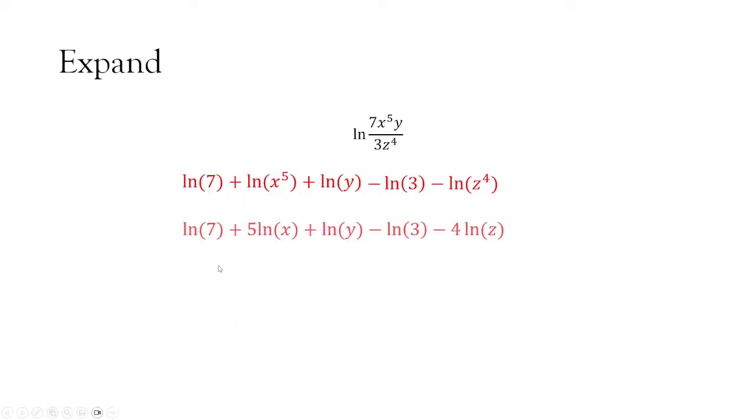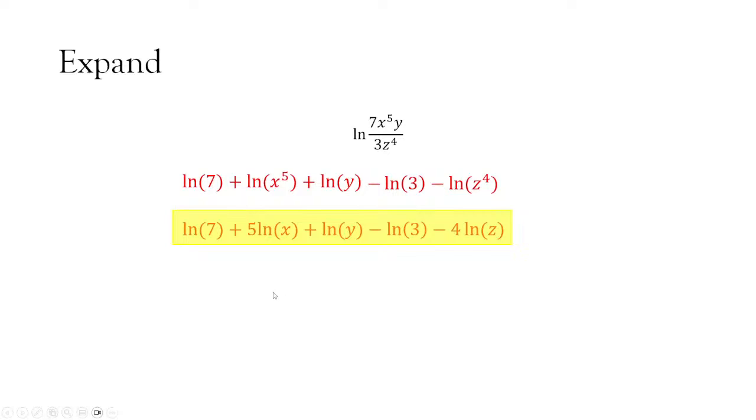In other words, I should get natural log of 7, which didn't change, plus 5 natural log of x, plus the natural log of y, minus the natural log of 3, minus 4 natural log of z. So all I did was move the powers. All right, so I've applied all 3 of my rules, which is a nice indicator telling me I'm finished. So this is our complete expansion.